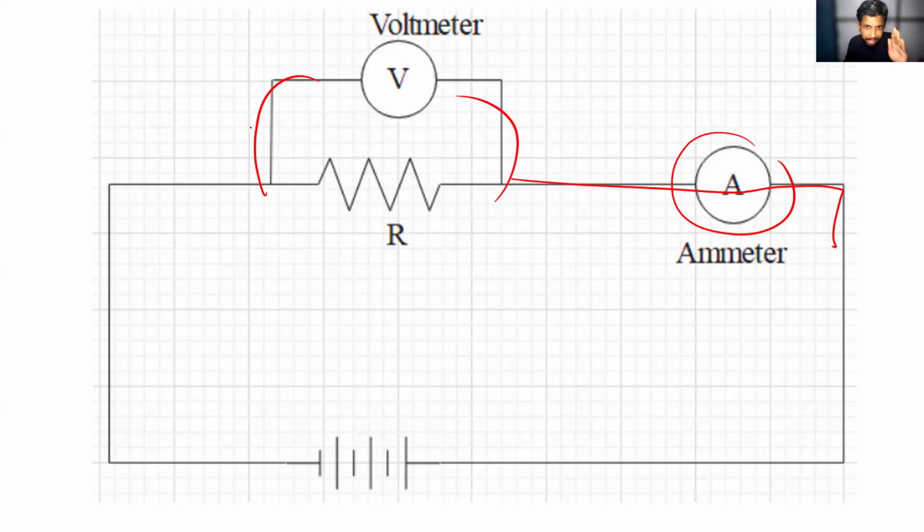Not that, that is not outside. Okay, be careful. Here this is a voltmeter and this is the ammeter. So now draw this diagram. Quick. Draw this diagram.